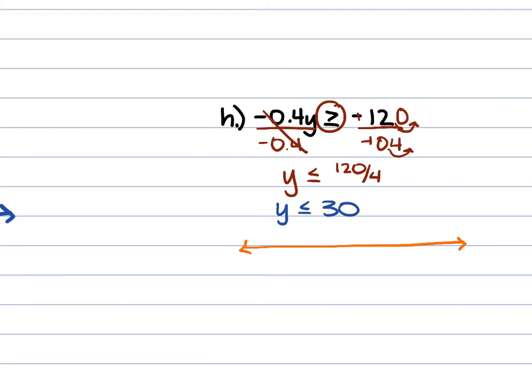On our number line, I'm going to do a 20, a 30, and a 40. I'm going to have a closed circle on that 30, and my line is going to run to the left since my sign points to the left.